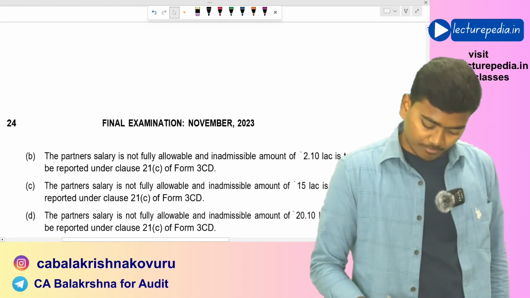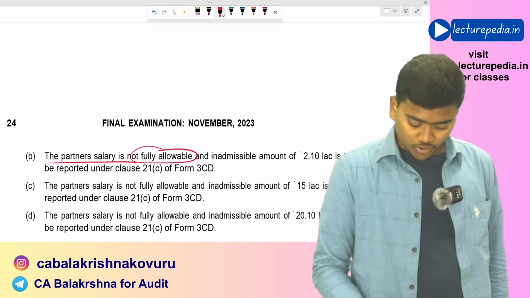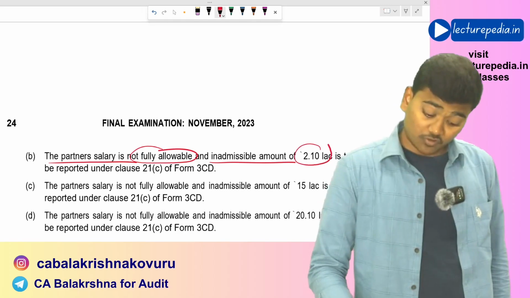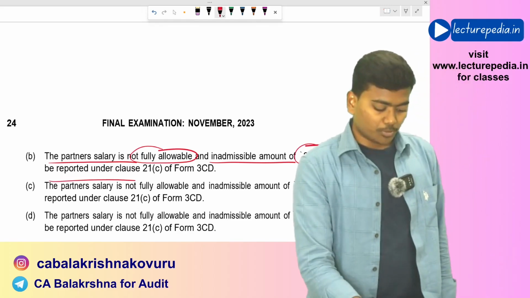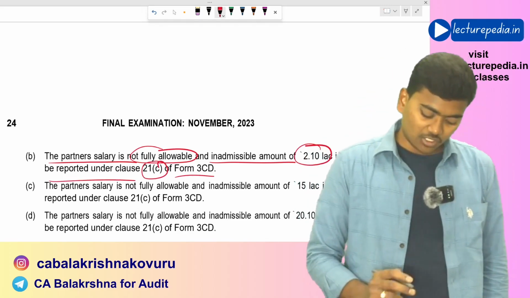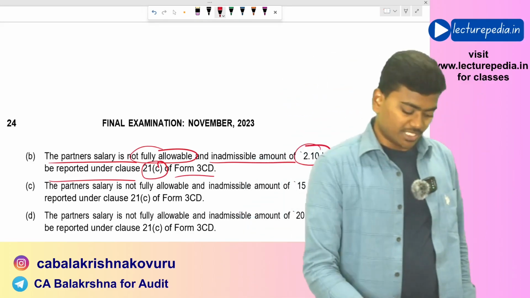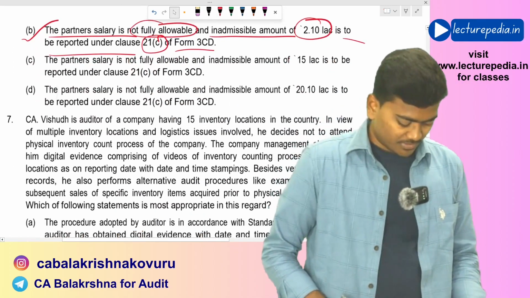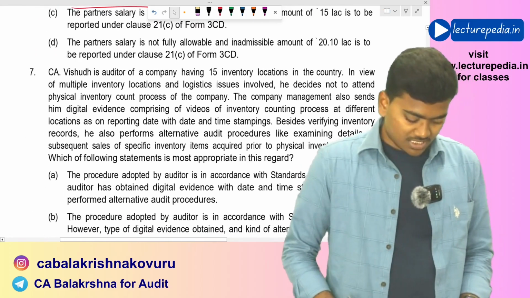Next, option B. The partner salary is not fully allowable, yes, and the inadmissible amount of 2.10 lakh is to be reported under clause 21C of Form 3CD. Option B is correct. Next, moving to MCQ number 7.